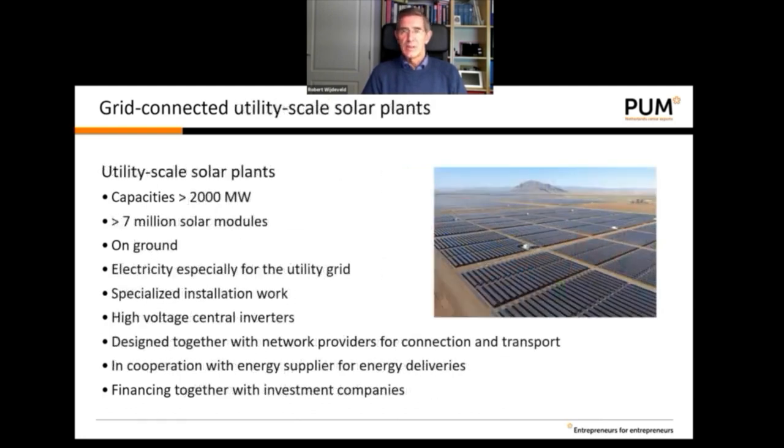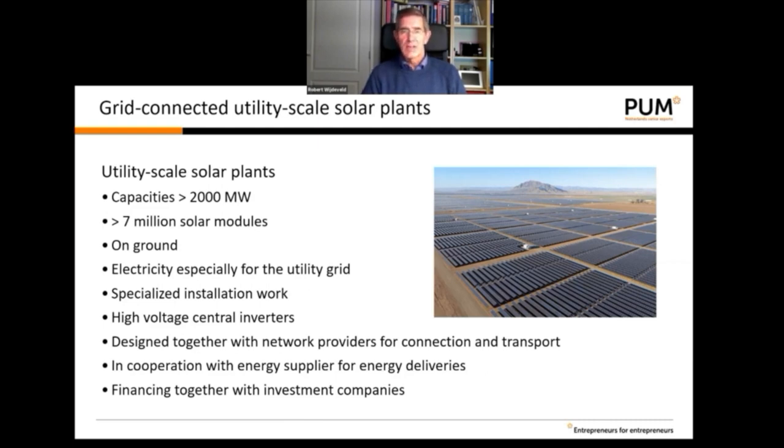Now you will see the bigger solar systems, the solar plants. It's also called utility scale solar plants. Those are very, very large fields of solar panels, up to more than 2,000 megawatt, 7 million solar modules. These are all, of course, on the ground and mainly in desert areas where there is enough sun and enough space.